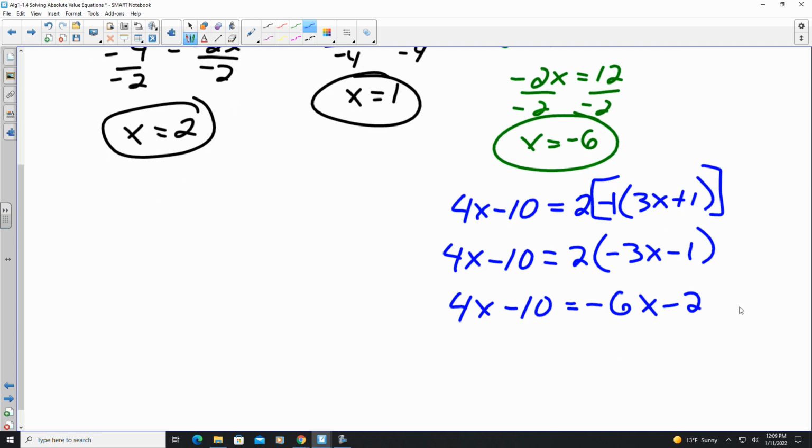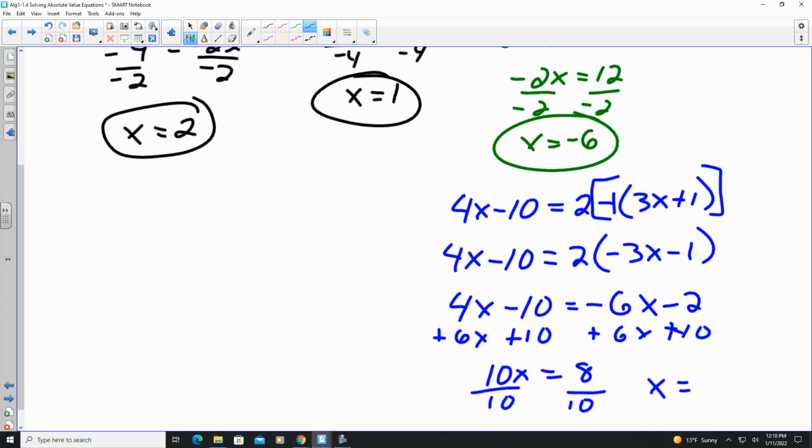Now going over here, I'm going to add 6x to both sides and add 10 to both sides. So now I get 10x is equal to 8. Divide 10 to both sides here. X is going to be 0.8 or 4/5, however you prefer.